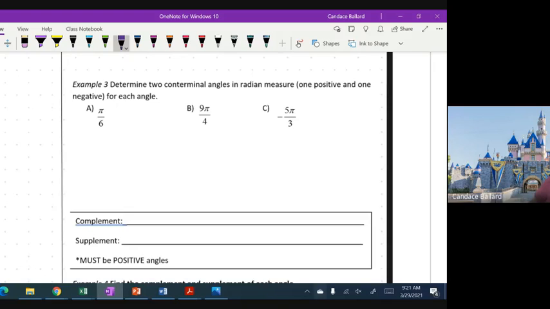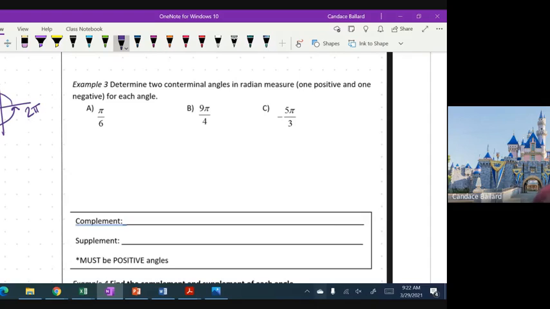Okay. So determine two coterminal angles in radian measure, one positive and one negative for each angle. So hopefully we have gathered from the notes that you took on Friday, when we are in what we call radians, we go one full revolution around that unit circle, and one full revolution around the circle is 2 pi. We're also going to talk today about it in degrees, which is 360. Okay, so I do the radians first, then I pull you back to degrees, just to make sure we've covered it.